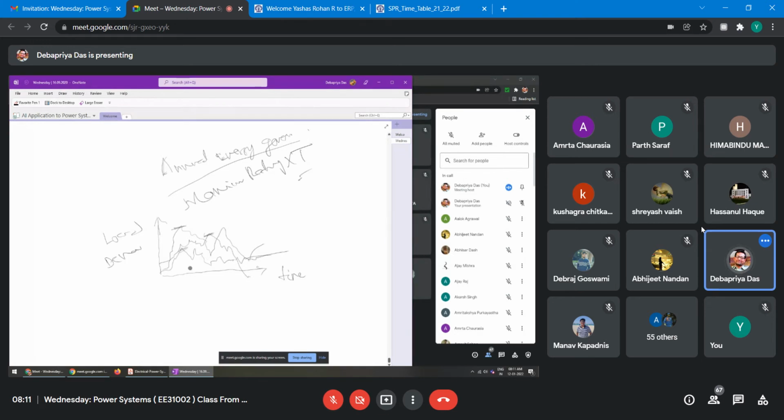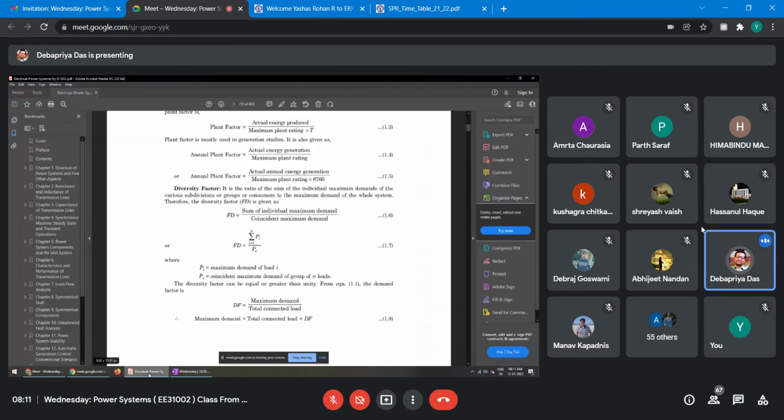And when you add every hour, you add all these three generations, you will get a single plot. Maybe it will be going like this, right? And this is your coincident maximum demand. All the hours you are adding and seeing which is the maximum, right? So the meaning is that it is the sum of individual maximum demands by the coincident maximum demand.